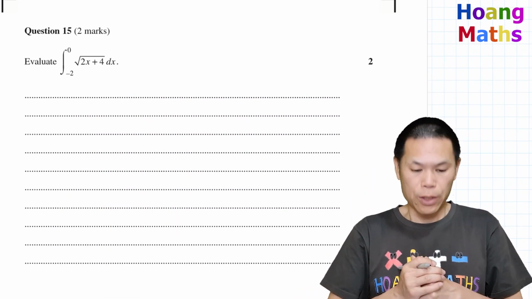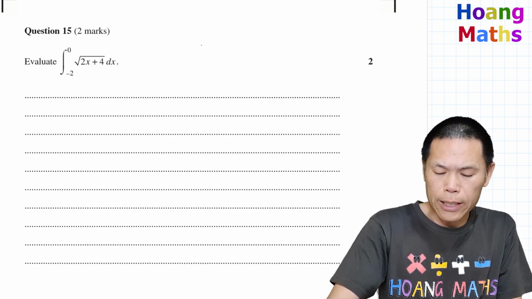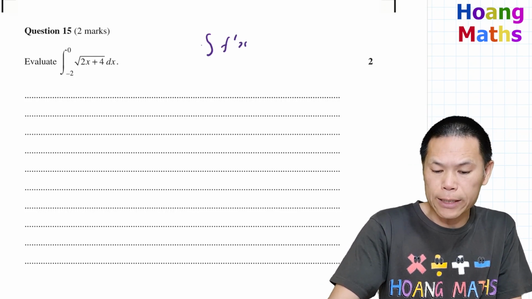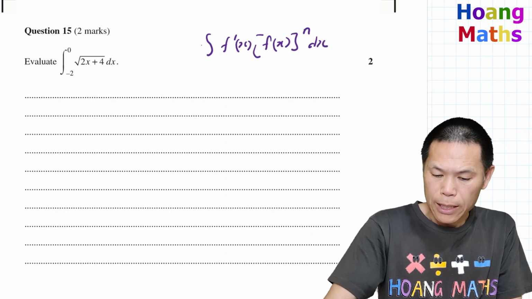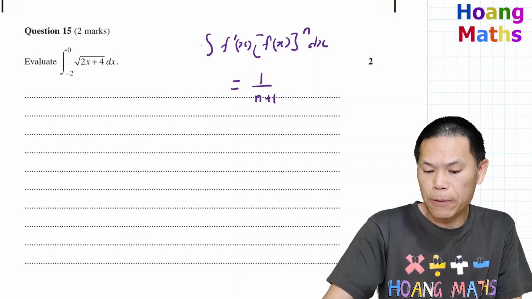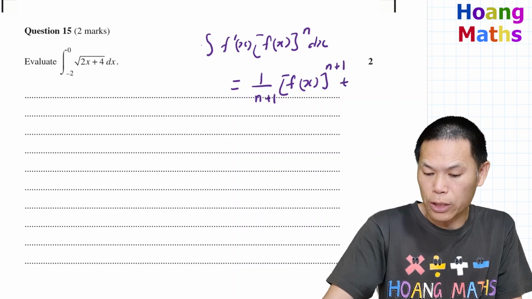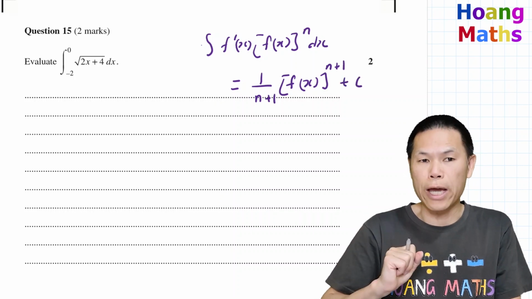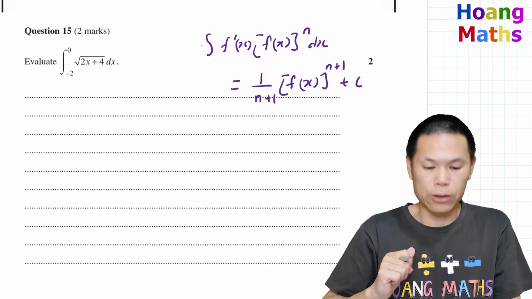Question 15. To integrate this, we know the rule: the integral of f'(x) times f(x) to the power of n dx gives 1 over n plus 1 times f(x) to the power of n plus 1. We would add a constant, but in this case we do not need to add a C because it's definite integration. So keep that in mind.